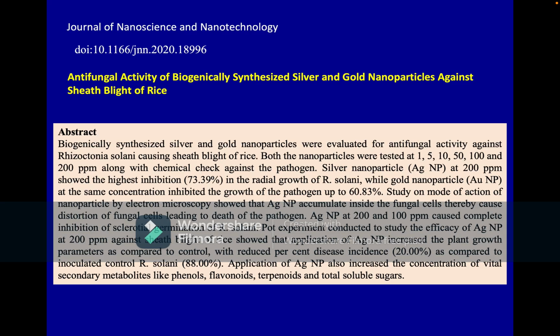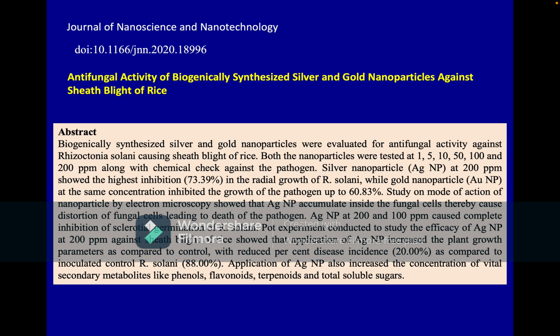Here I am presenting one abstract which has been published in Journal of Nanoscience and Nanotechnology. If you are interested, you can see this abstract through the DOI number provided. The title of this paper was Antifungal Activity of Biogenically Synthesized Silver and Gold Nanoparticle Against the Seed Blight of Rice. This article is around 10 to 12 pages, but the abstract has been written in 250 to 300 words.